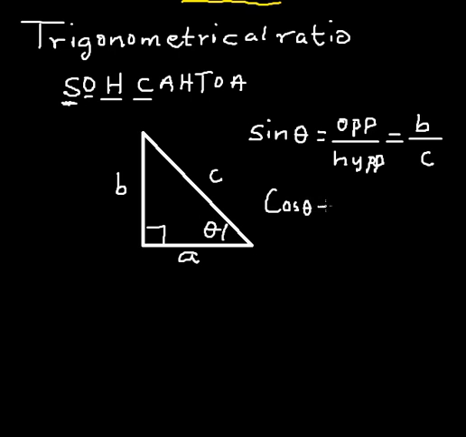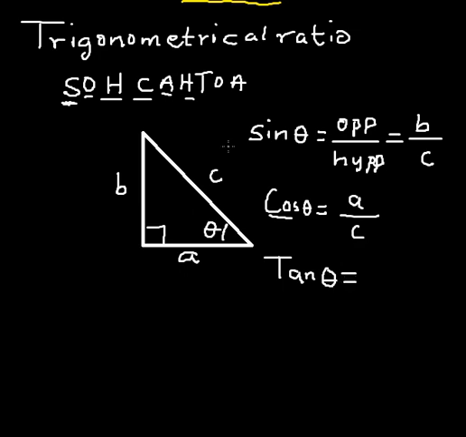Cos theta is, as from the abbreviation, adjacent all over hypotenuse. Adjacent all over hypotenuse, and of course my adjacent is A and my hypotenuse is C. Then the last is the tangent, the abbreviation of which is tan theta.